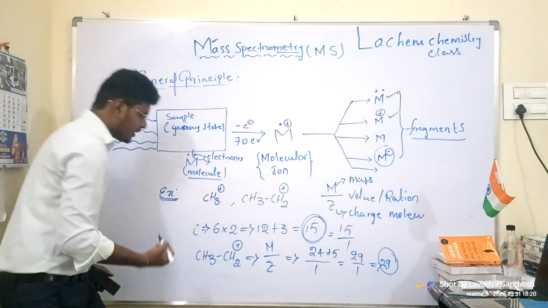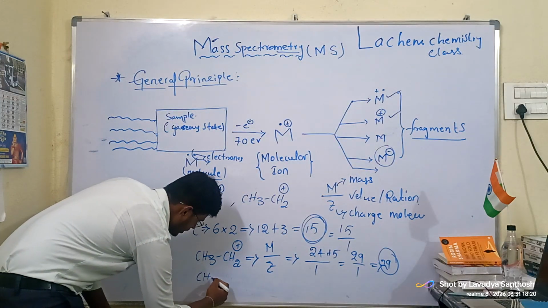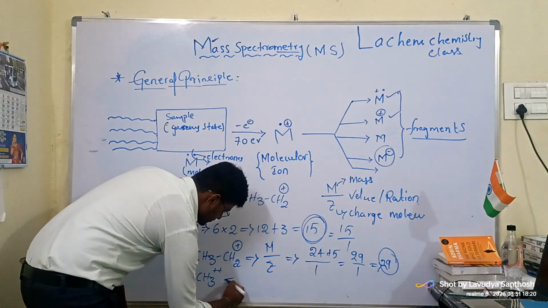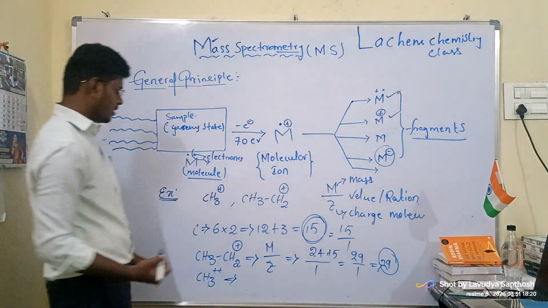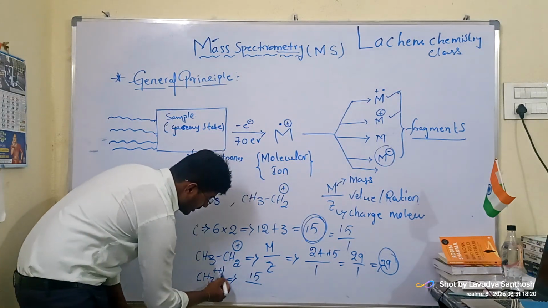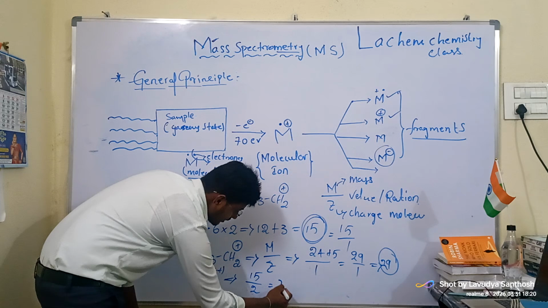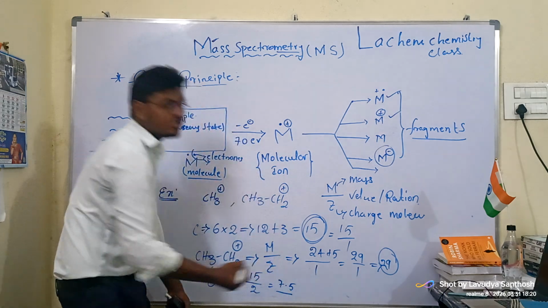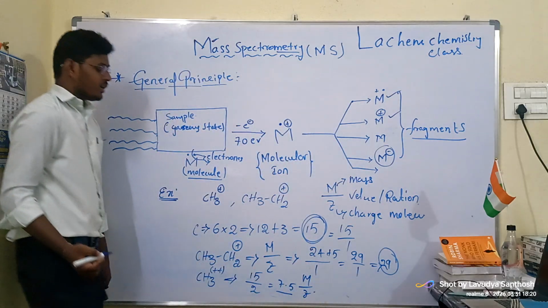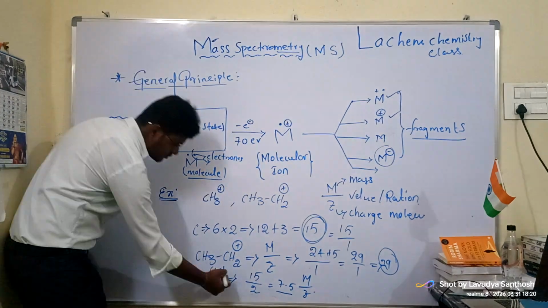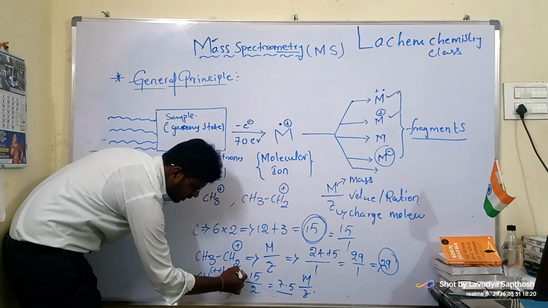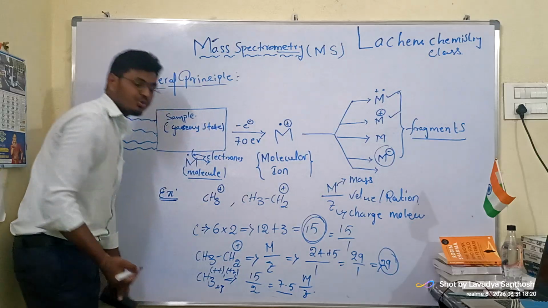Now let me tell you, if it is CH3 with 2 plus charges, then 15 by 2 plus charges, nothing but 7.5. This is the m by z value. You can calculate it for plus 2, plus 3, and plus 4 also.